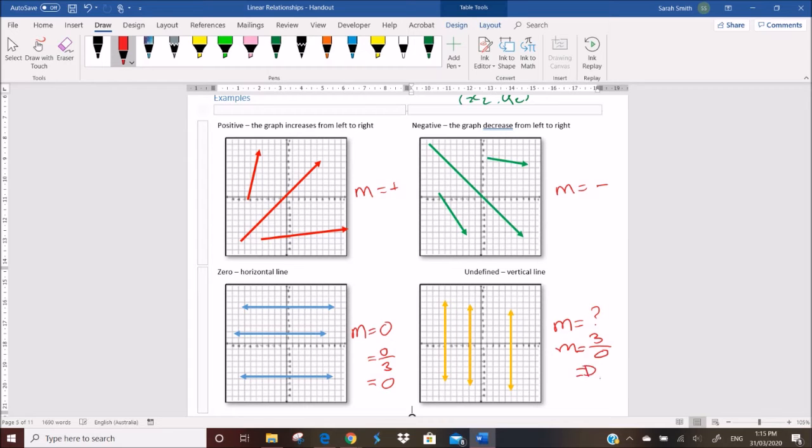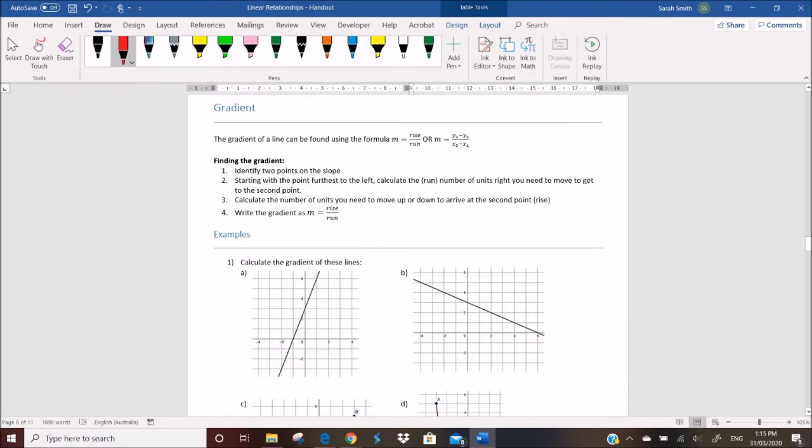This does not exist. The gradient of a line can be found using the formula of rise over run, or the difference of 2 coordinate pairs. Finding the gradient, so first we need to identify 2 points on the slope. If we start with the point furthest to the left, calculate the run, so how far across that goes to our next point. And then we need to determine if we need to move up or down to get to the next point. If we're moving up, we have a positive. If we're moving down, we have a negative. And then you calculate the number of units that you've risen up or down, and then you write the gradient as rise over run.